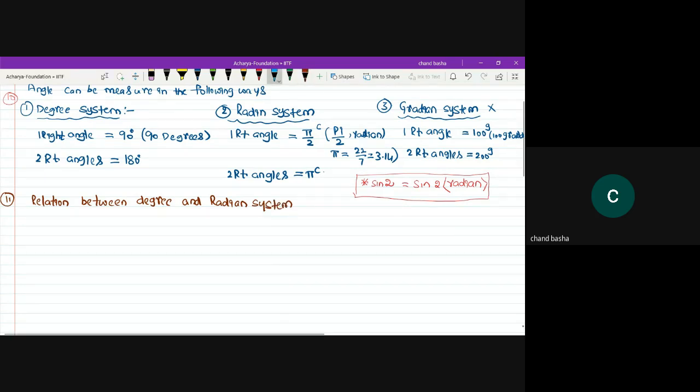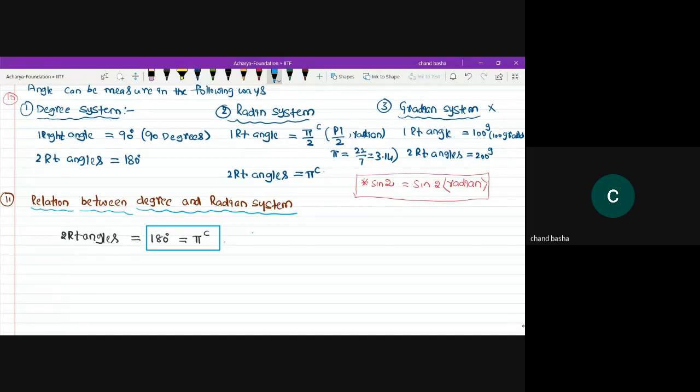In these two systems, one common term is there. What is that? Right angle. Right angle is common. Am I correct? So in the degree system, two right angles is equal to 180 degrees, which is equal to pi radian. So this is the concept I'm going to use for defining any value, whether it is in the degree system or in the radian system. What is that? 180 degrees is equal to pi radian.